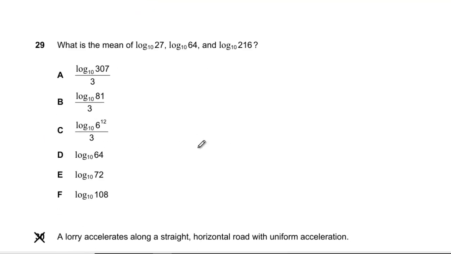29. What is the mean of all of these? So I've got to add them up and divide by 3. Right, so if I'm adding those logs, I'm multiplying them together, which doesn't look like much fun. I mean, it makes you think it's probably going to be C, but let's see how we get on. So we're going to have 3 cubed. Then I've got to multiply by 64, so that's 2 to the 6. And then 216. So that is 72 times 3. Which means we're going to have 3 times 3 times 24. So that's going to be 3 to the 3. And I've still got an 8 left. So 2 to the 3.